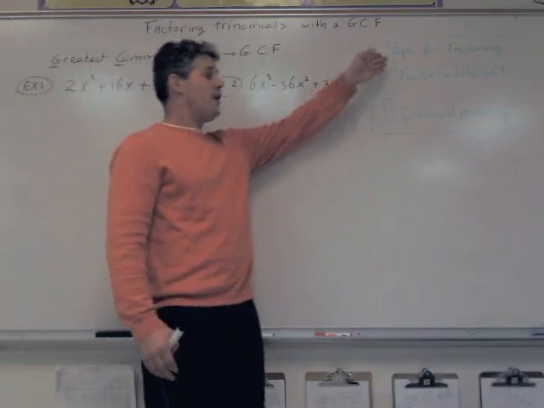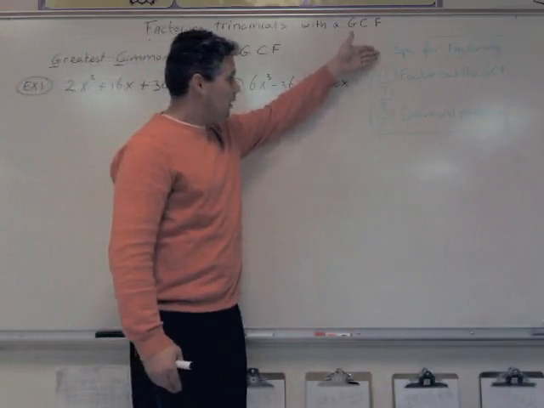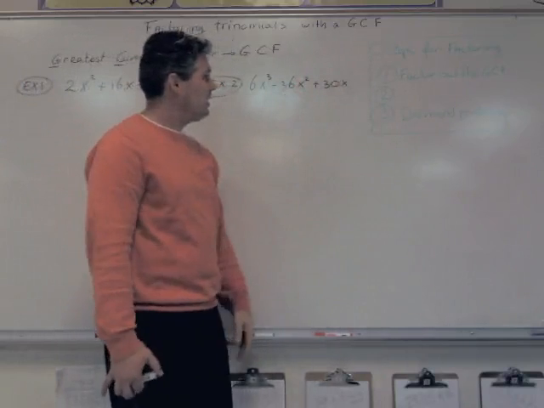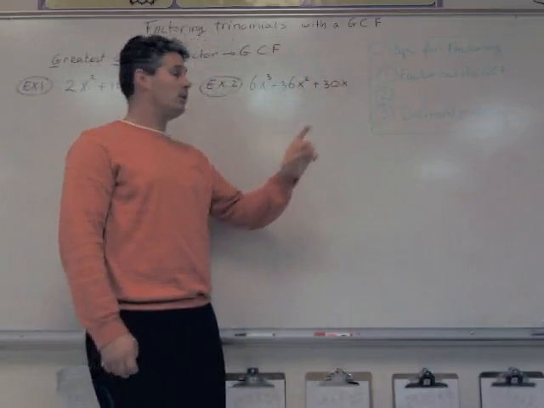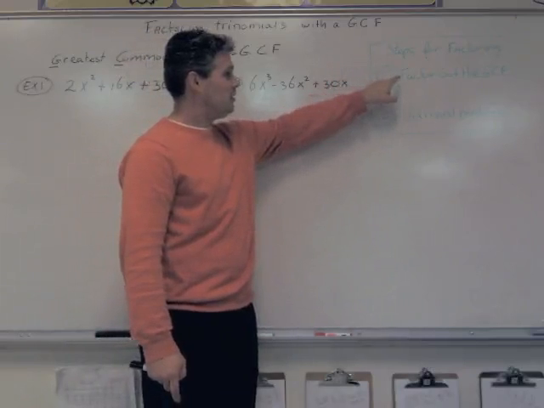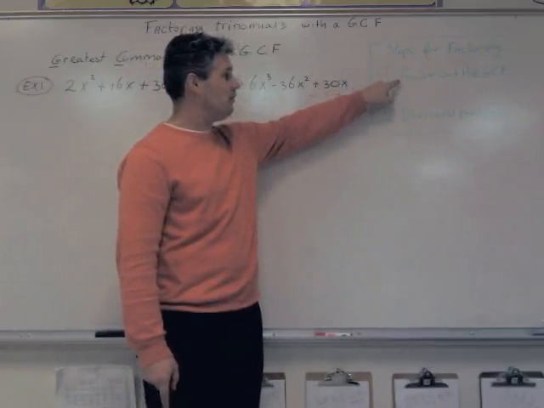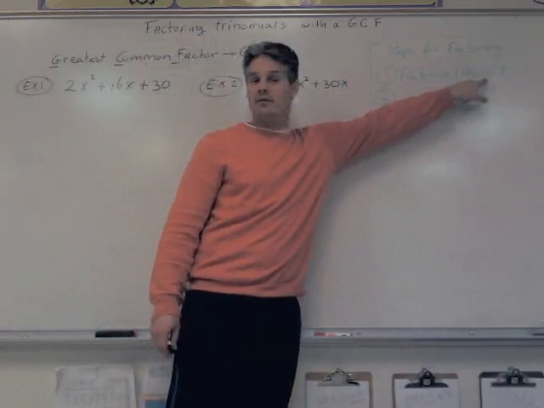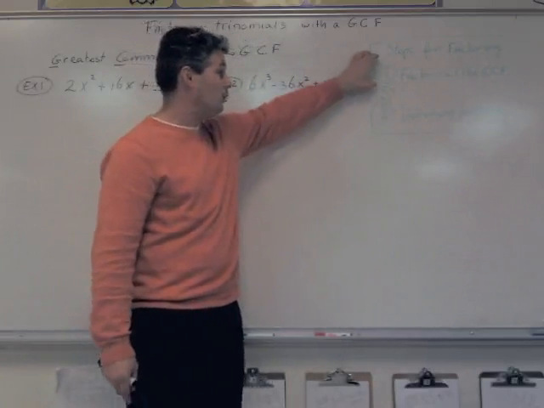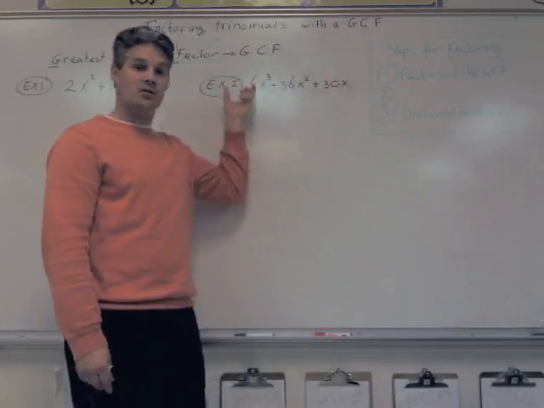For factoring, you'll end up with a lot of different methods, and the first thing you always want to check in factoring is if there's a greatest common factor. So you need to factor out the GCF. That's always the first step. It helps you to simplify the factoring problem.